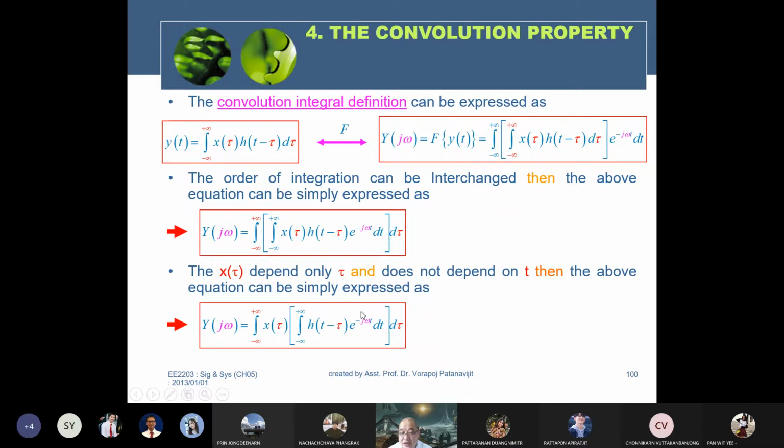Now, since x(tau) depends only on tau and does not depend on t, the above equation can be simply expressed here. After you reorganize them, you can see that x(tau) does not affect t, so you can move it outside the bracket, outside the integration.